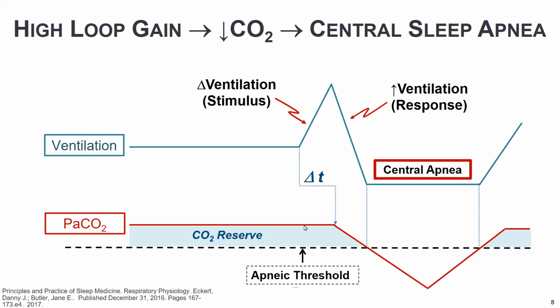And the distance between eupneic CO2 levels and the apneic threshold, we will call the CO2 reserve. This is the buffer that prevents us from completely stopping breathing. But if that ventilatory overshoot is too great, we blow down our CO2 too much and we lose the drive to breathe, or in other words, develop a central apnea, as shown here.